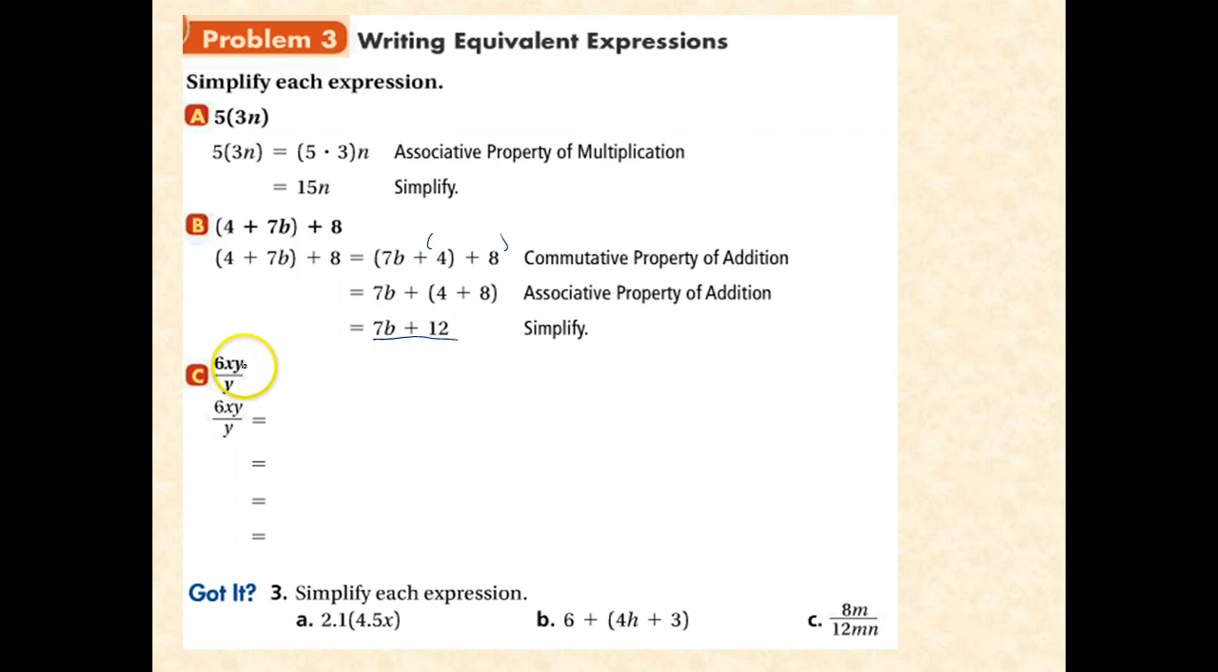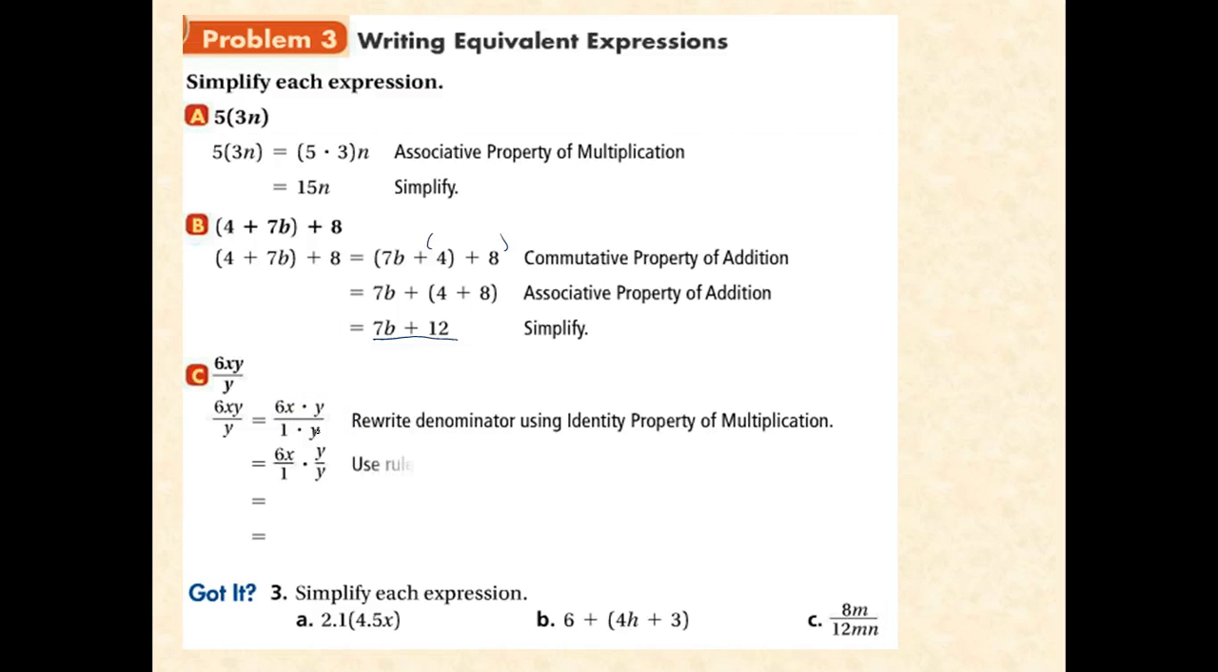Okily dokily. 6xy over y. I can rewrite the denominator using the identity property of multiplication. So here's the denominator. I know that y is 1 times y. That's the identity property of multiplication. Now this is the rule for multiplying fractions. The rule for multiplying fractions: top times top equals top, bottom times bottom equals the bottom. So I had one fraction here, which was top times the top, and bottom times the bottom. I can break it apart into two fractions.